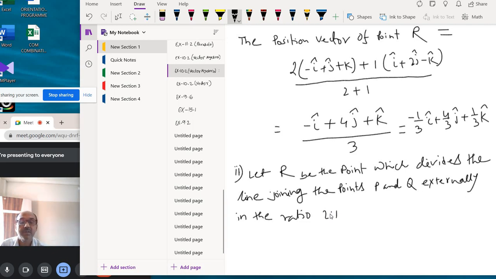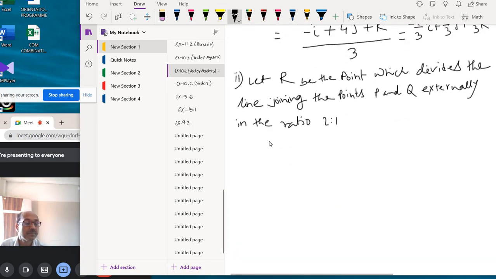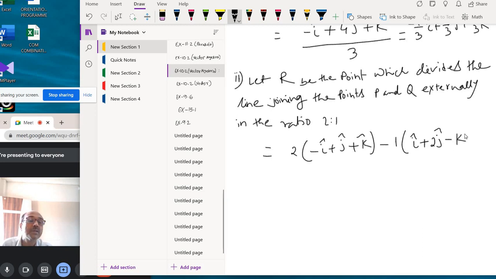In the ratio 2:1, this is equal to 2 into the Q point, the second point, which is minus i plus j plus k, minus, because for an external point the sign is minus, 1 into the first point, which is i plus 2j minus k, divided by 2 minus 1.